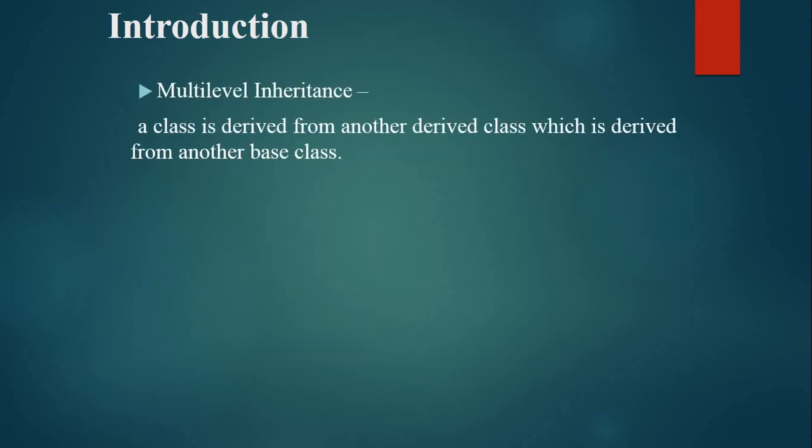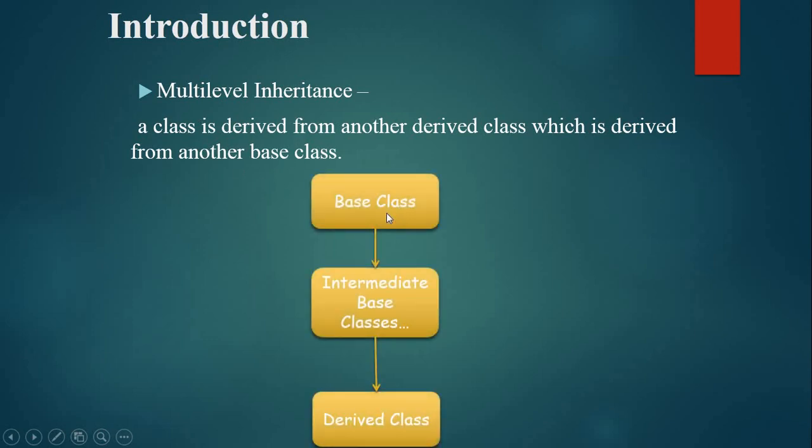Next is multi-level inheritance. A class is derived from another derived class which is derived from another base class. For example, if we have a derived class with the property accessed from the base class, and that derived class also has another derived class, then that will be known as multi-level inheritance. Base class, then its subclass, and again a subclass, this type of inheritance will be known as multi-level inheritance.